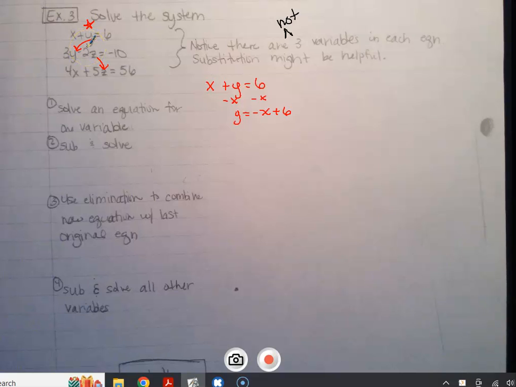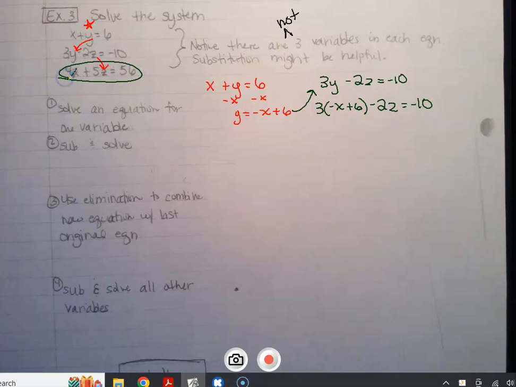He's right. So when we take this and plug it into the next one, we've got 3y minus 2z equals negative 10. When we plug this in, we get 3 times negative x plus 6 minus 2z equals negative 10. That would still work. The problem is we're getting an x and a z now, but we still have the x and the z for the bottom equation. Either way, if you had solved for x and plugged it in, you would have had a y and a z. So you're right, either way it still works.